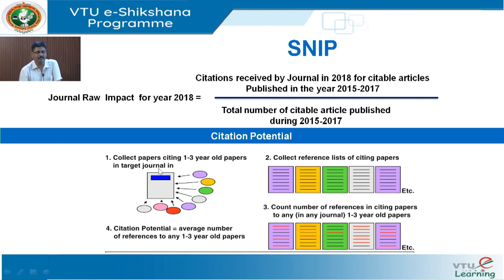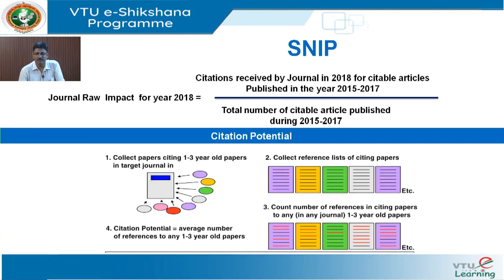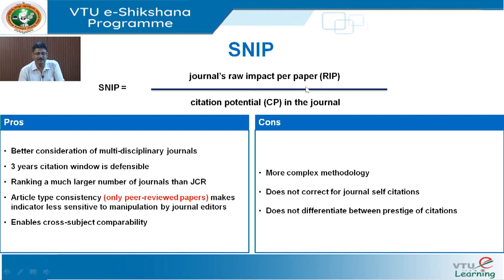So how will they calculate it? Collect papers citing 1 to 3 year old papers of a targeted journal. You take a journal, collect all articles in those 3 years, and collect the reference lists. Each article will have references, and say there are 10 articles published in 3 years; those 10 articles will have so many references. You count that. Here I have given the formula. The total is divided by the journal raw impact factor divided by citation potential. This gives the SNIP score.